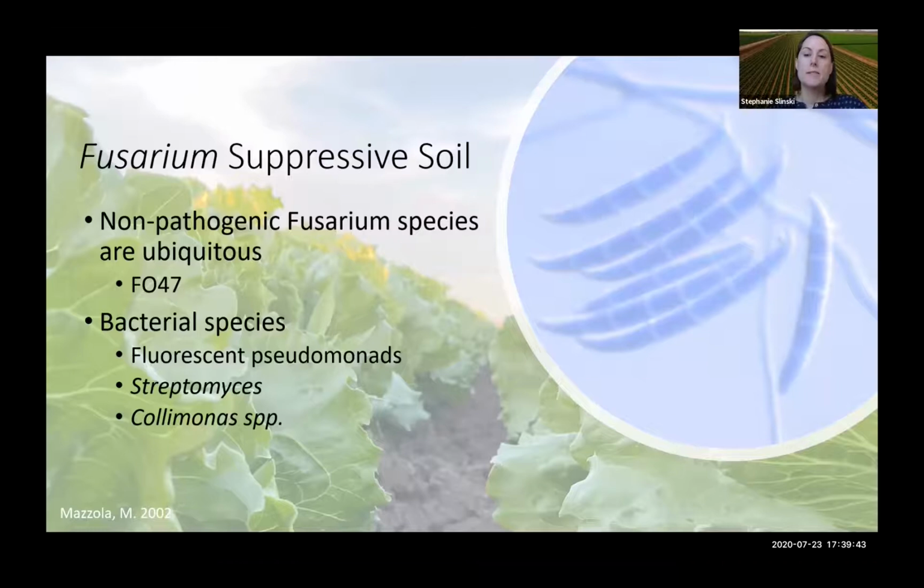And this FO47 has also been found to be more effective when combined with other organisms like specific species of pseudomonads. And there are other bacterial species that can also help compete in the soil environment. It's often because they produce chemicals that will suppress pathogens, like antibiotics. So Streptomyces make streptomycin. So there's different chemicals that are produced by these bacterial species in the soil.